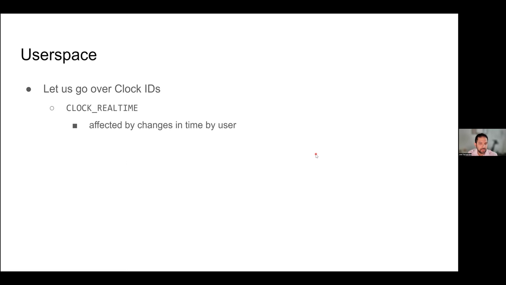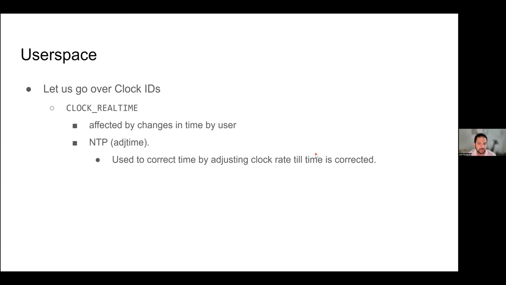So let's go over the clock IDs and what they mean. So we have CLOCK_REALTIME, which basically is affected by changes in time by the user. So the user can set the time using clock_settime. This clock can be changed that way. It's also adjusted by NTP. So if NTP detects that the clock is drifting and not counting fast enough or slow enough or whatever, then NTP will actually issue the adjtimex syscall, which will change the rate at which the clock ticks, because these clocks are not perfect, because they're driven by crystals and things like that, and so there might be some errors in their progression.